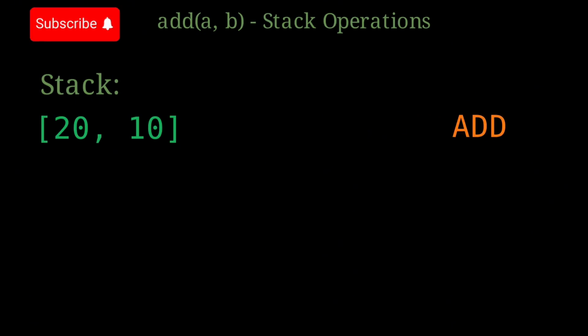We'll now call the add opcode to add both a and b together. The add opcode pops the top two values from the stack, adds them together, and pushes the result back onto the stack. The result of 20 plus 10 is 30, so that's our result, and it's now on the stack.